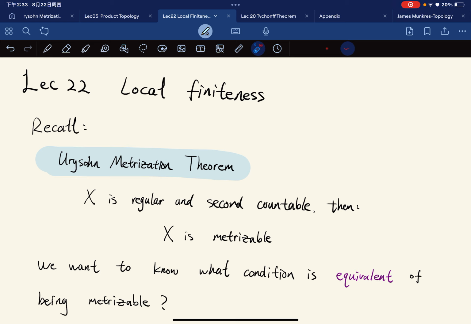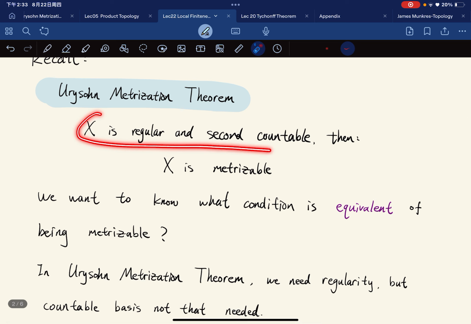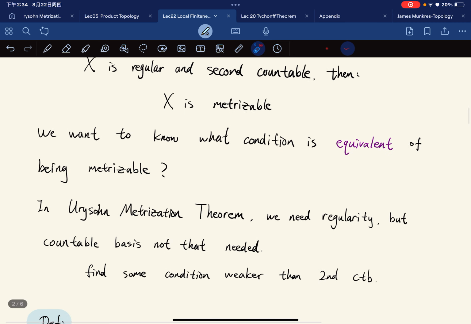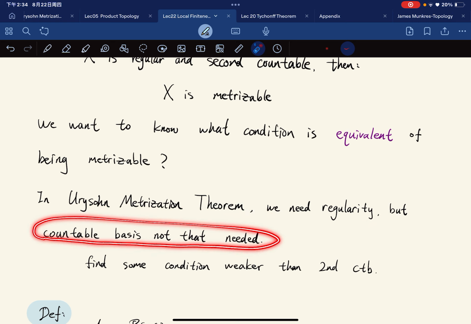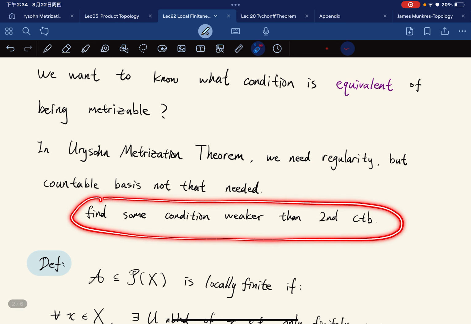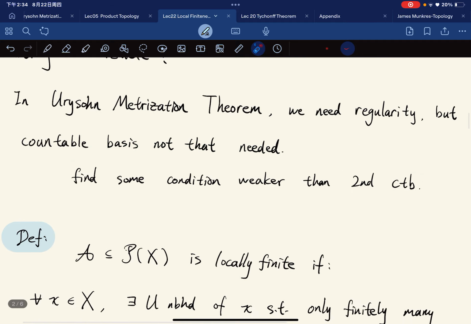So recall that we've proved the metrization theorem that regular and second countable implies metrizability. But we want to know what condition is equivalent to being metrizable. In the theorem, we really need regularity, but the countable basis is not as much needed. So we want to find some condition that's weaker than second countable, and it must be just right.